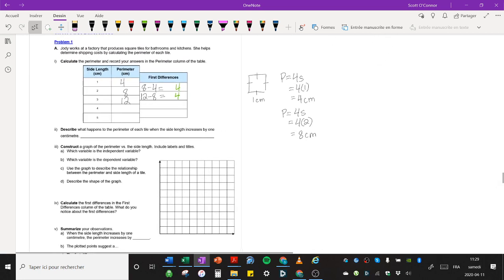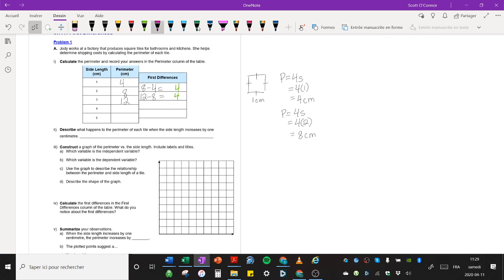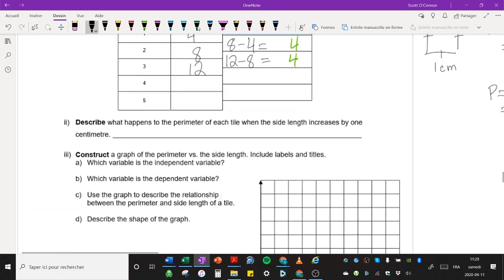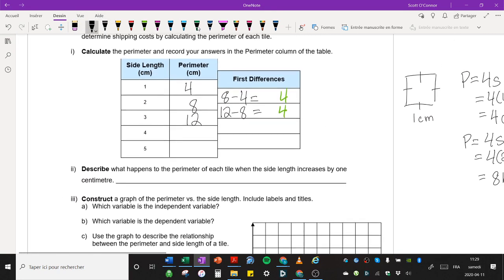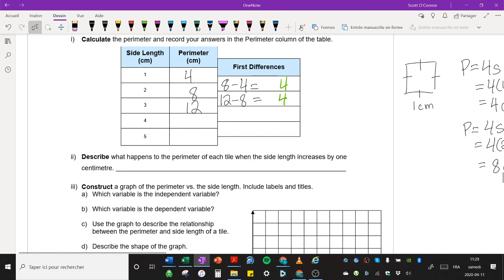Actually, I'll give you a hand with these ones here so that you're okay when you're doing the other ones on your own. It says which variable is the independent variable. So let's make this really easy. We know a dependent variable is a variable that depends on another variable. So the perimeter here depends on the side length. And to make it really easy, the independent variable is almost always in that first column. The independent variable, again I'll say, is always in that first column.